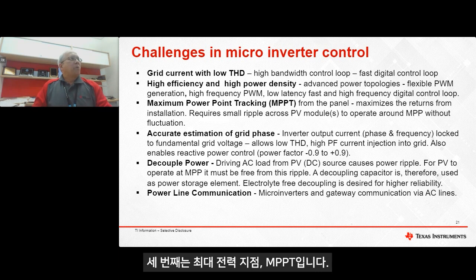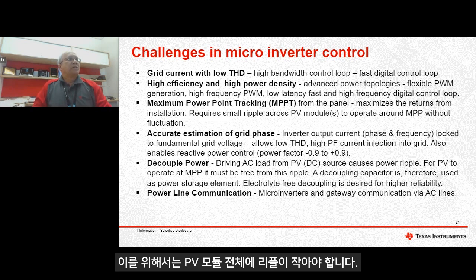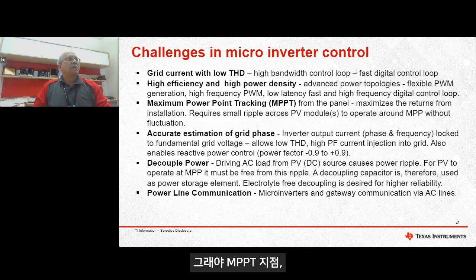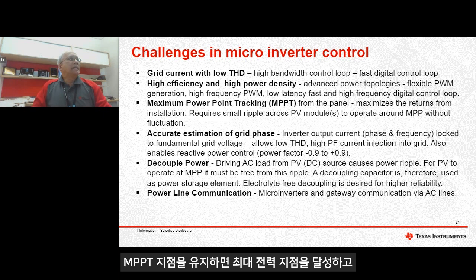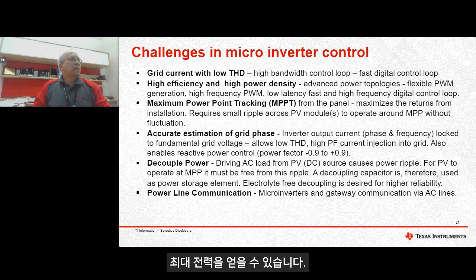The third thing is maximum power point tracking, MPPT, from the panel, which maximizes the return from the installation. That requires small ripple across the PV module, so that it can operate around the MPPT point without any fluctuations. To stay at the MPPT point, the ripple has to be minimized also. Then you can calculate the MPPT point and stay at the MPP to extract maximum power.